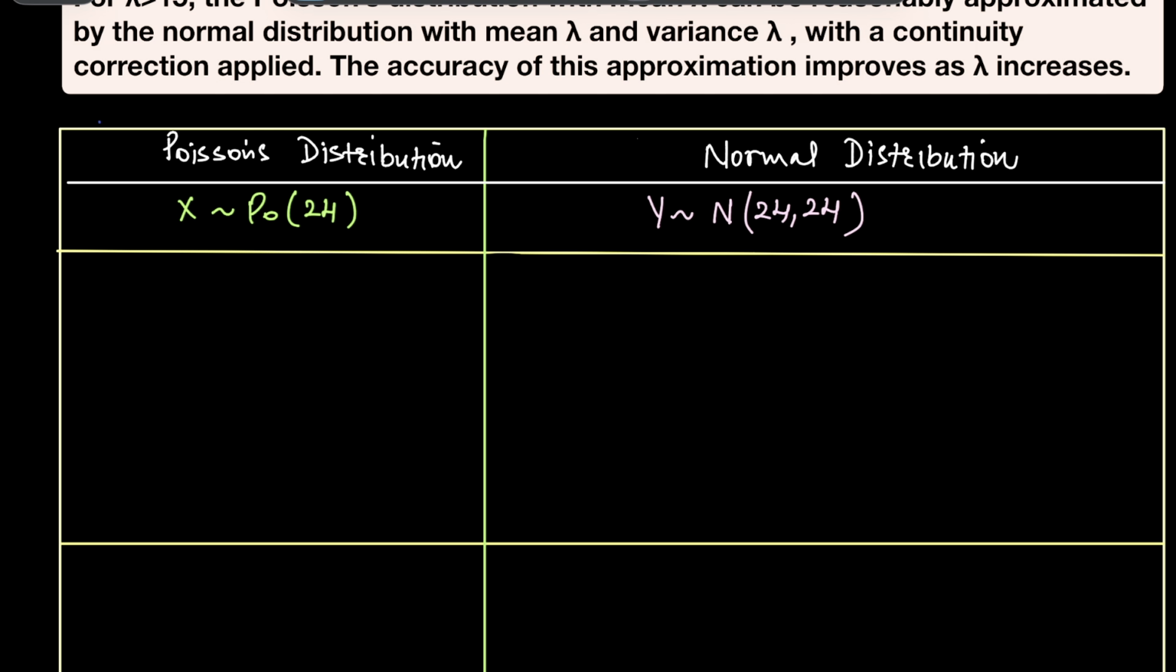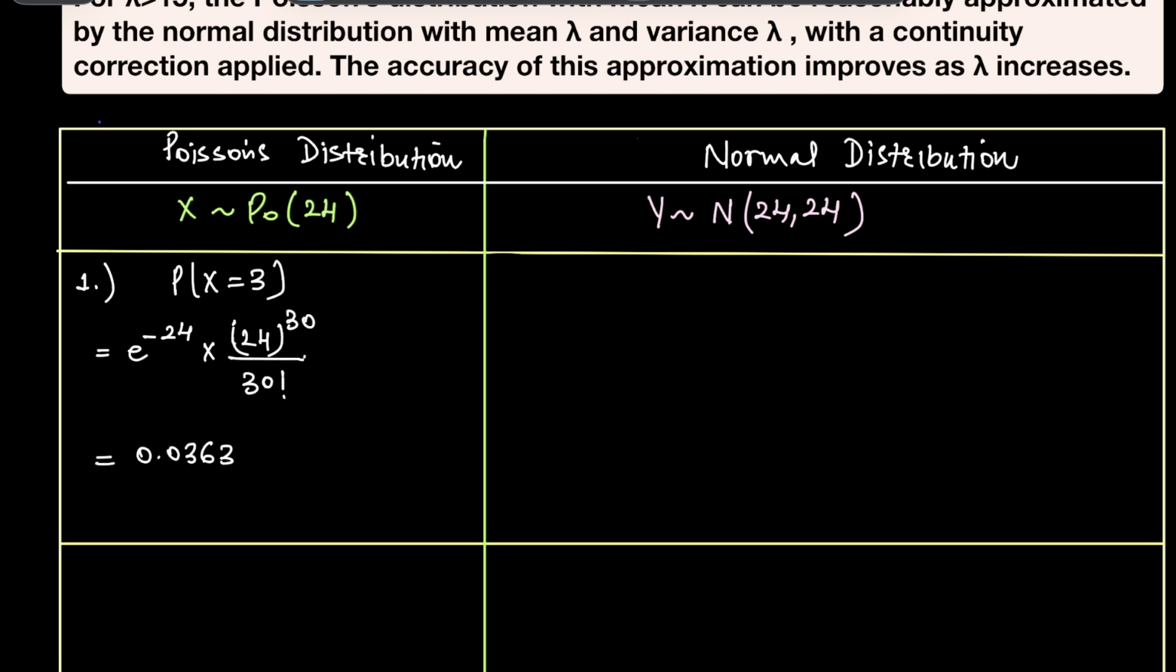Now condition number 1, where we need to find probability of x equals 30. When it is a question of Poisson distribution, this is very simple. I will write e raised to the power minus 24 times 24 raised to the power 30, and the complete expression divided by 30 factorial. When you solve this using a calculator, you will get 0.0363 as the solution.